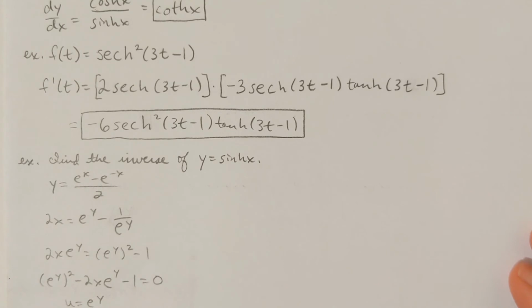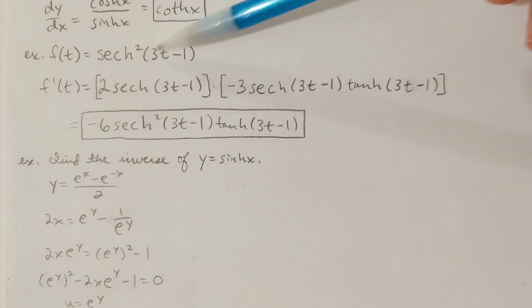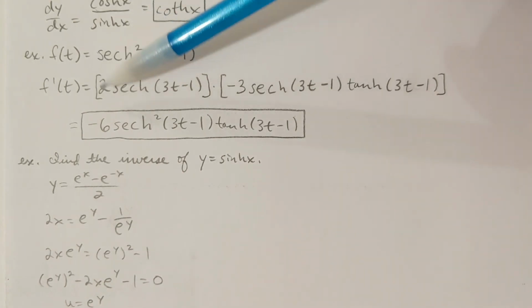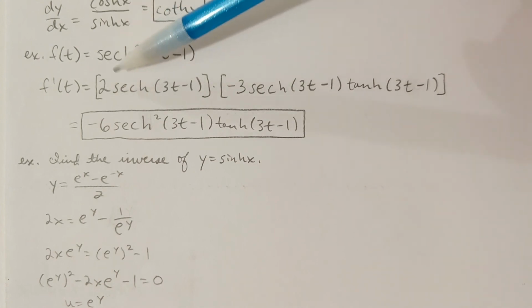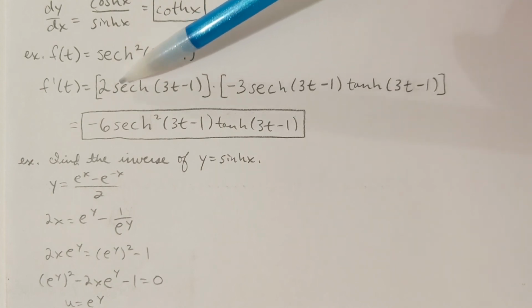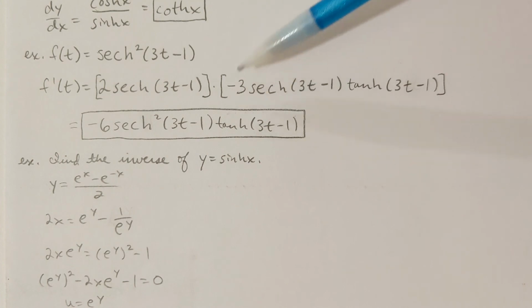Okay, here's another example. F of t equals hyperbolic secant squared of 3t minus 1. This is going to be a chain rule within a chain rule. So I'm going to begin by, I know I'm squaring something here, right? So start with the power rule. Bring the power 2 down, reduce the power by 1. You're going to have 2 times hyperbolic secant of 3t minus 1, and then I've got to differentiate hyperbolic secant of 3t minus 1.